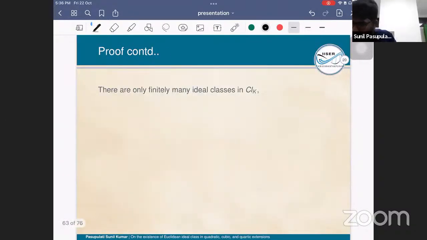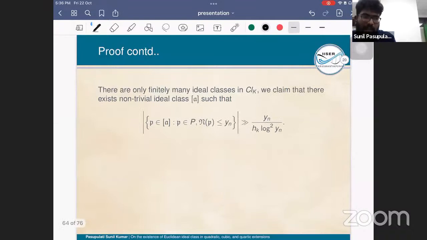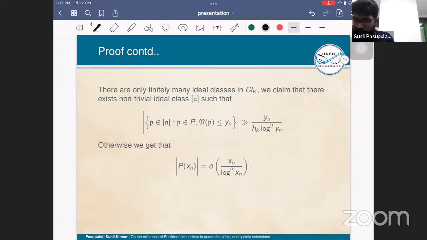Using that, now I know that I have an infinite set P, and P satisfies some properties. But in the class group I have only finitely many classes. So if I distribute this set of all primes in P into the different classes, I want to claim that there exists at least one class for which this is greater than or equal to y_n by log squared y_n for some subsequence. If I don't have any such class, then I'll actually have the modulus of P(x_n) being little o of x_n by log squared x_n.